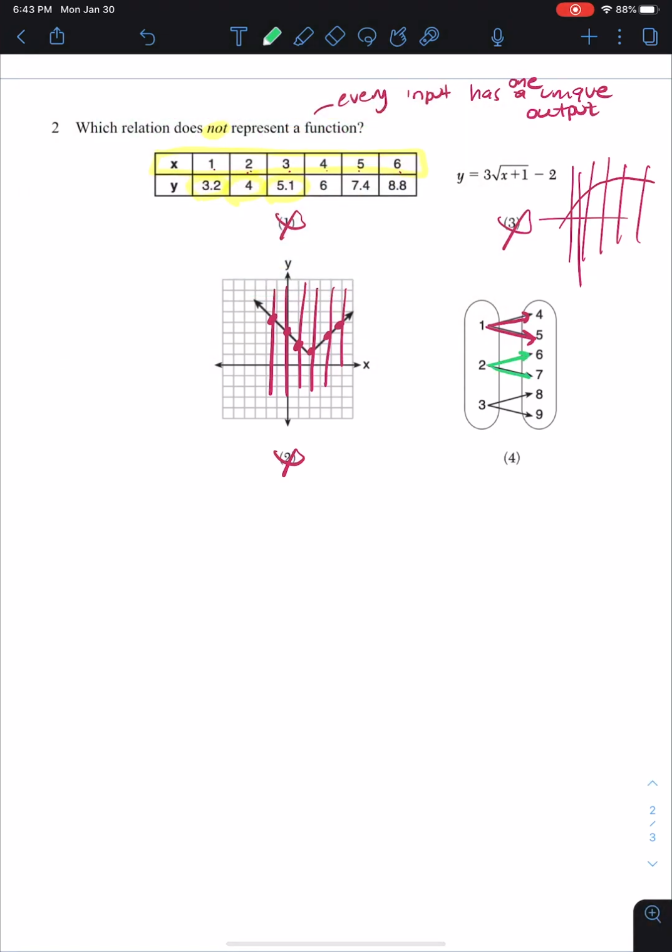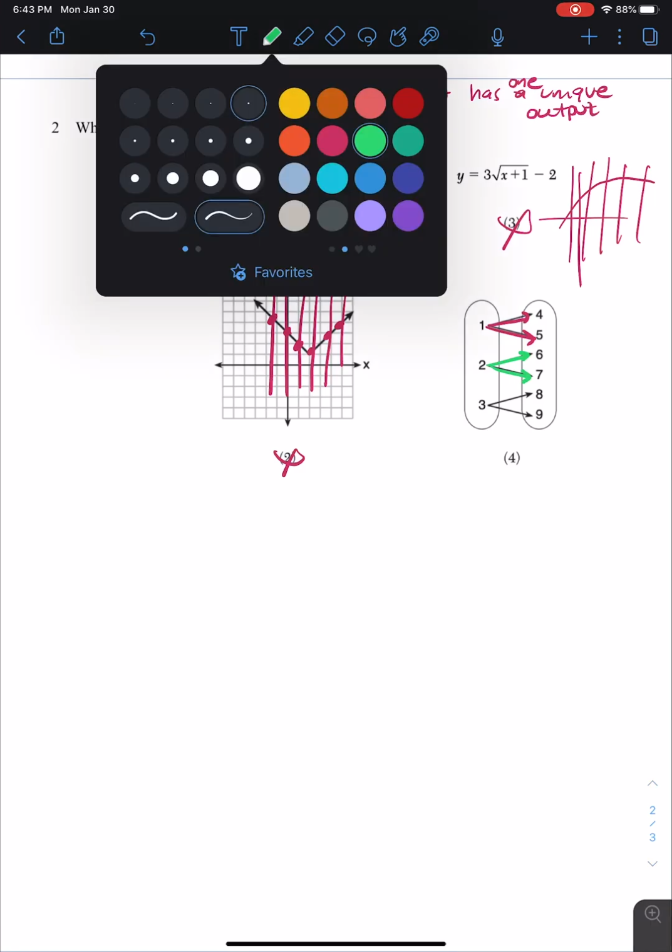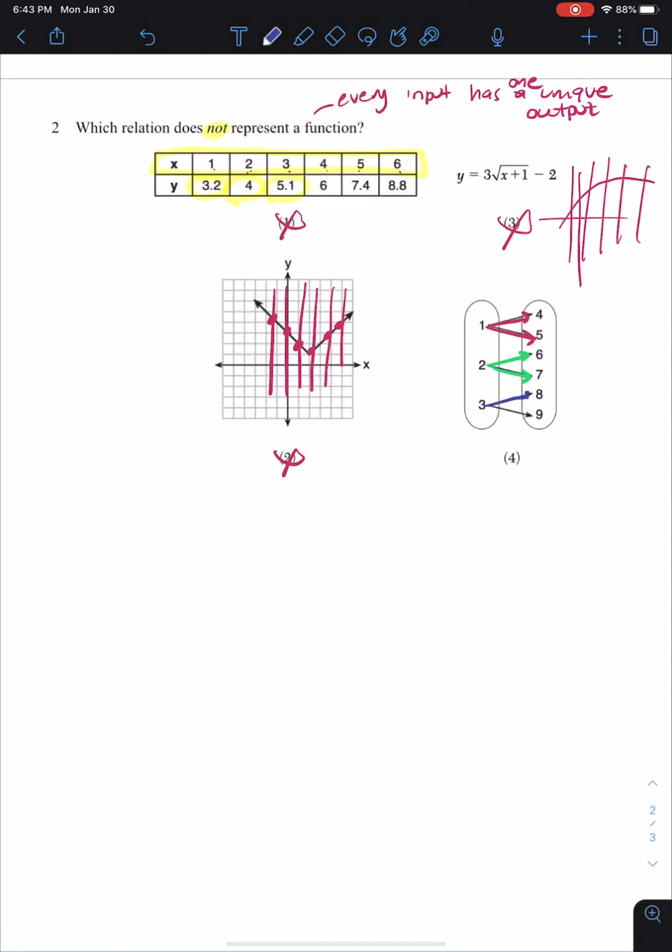Additionally, 2 does not have a unique output. So when you input 2, it has 2 outputs, 6 and 7. And we see the same issue for the input of 3. It has 2 outputs, 8 and 9. So the answer is 4. This does not represent a function.